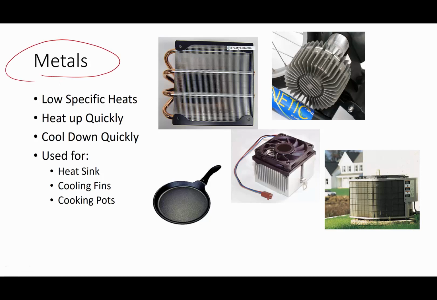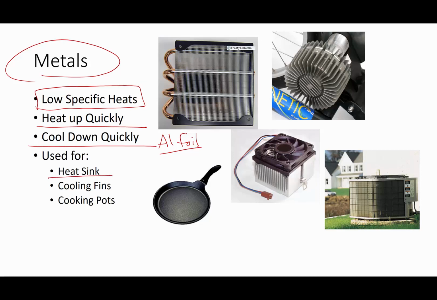Now, there are multiple categories of things that have different specific heats, and metals is one. Metals tend to have very low specific heats, meaning they heat up quickly and they cool down quickly, like that aluminum foil, like the necklace with your blow dryer. Anything that's metal is really useful if we want to cool something down. It's useful for something called a heat sink.